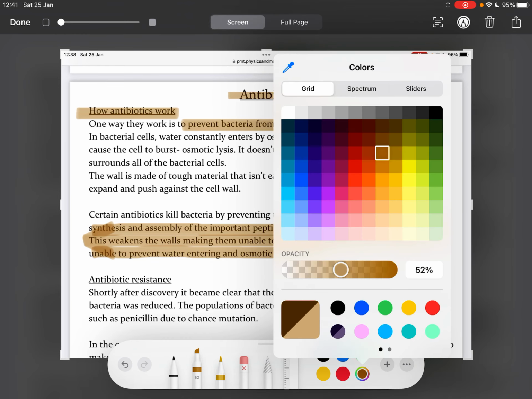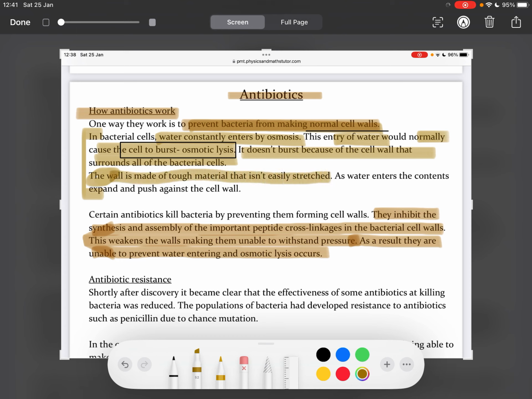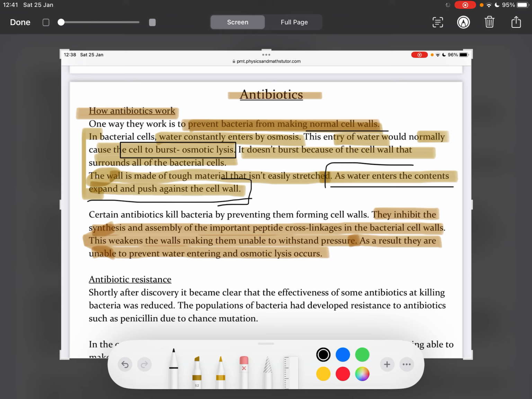How antibiotics work. They work by preventing bacteria from making normal cell walls. But why is bacteria making normal cell walls something dangerous? Because the water enters by osmosis, and the entry of water would normally cause the cell to burst, which is basically osmotic lysis. It doesn't burst because of the cell wall that surrounds all of the bacterial cell. The wall is made of tough material that isn't easily stretched, and as the water enters, the contents expand and push against the cell wall. So if they don't have a cell wall, the water won't expand and push against the cell wall.